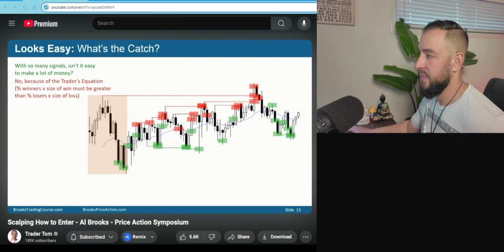Now, I said there are a lot of signals here. And why is it difficult to make money? Because of the trader's equation. The trader's equation means the percentage of the time that you win times your average size of a win must be greater than the percentage of the time that you lose times the average size of your loss.